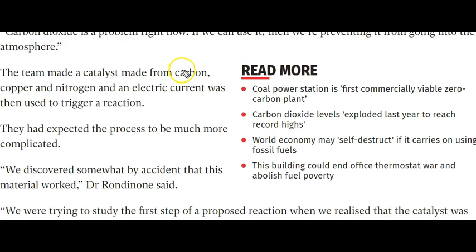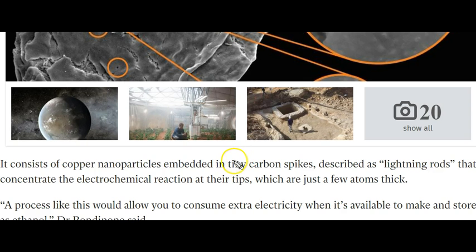For the reaction, researchers used a catalyst which is made from carbon, copper and nitrogen. So this is one of the important applications of nanotechnology. So prepare thoroughly on nanotechnology. It can be asked in the mains examination, especially nanomedicine, nanosurgery, nanorobotics and other topics.